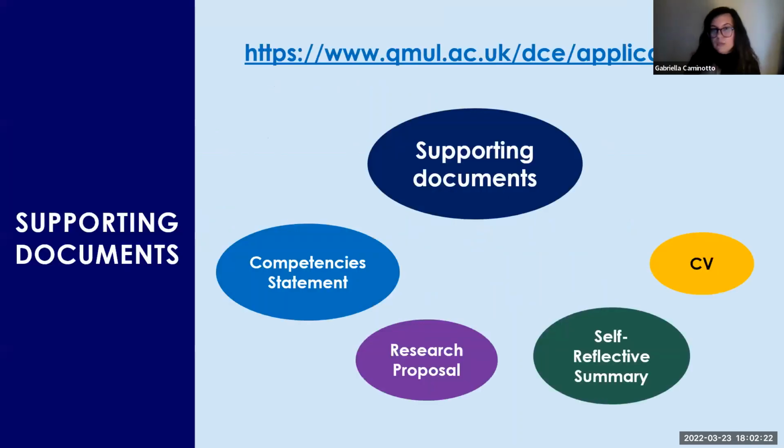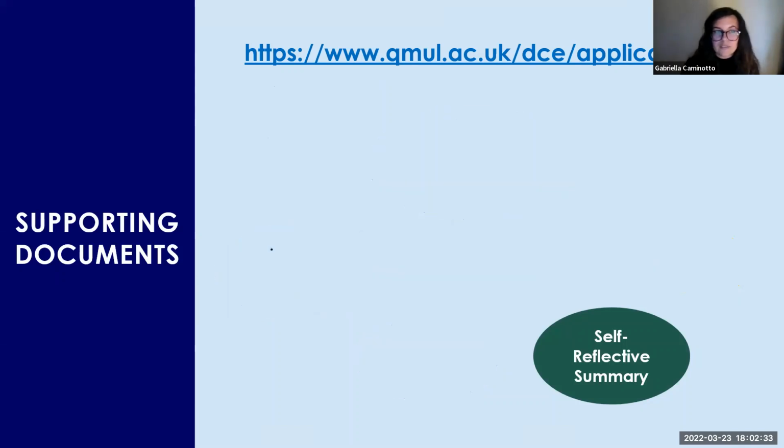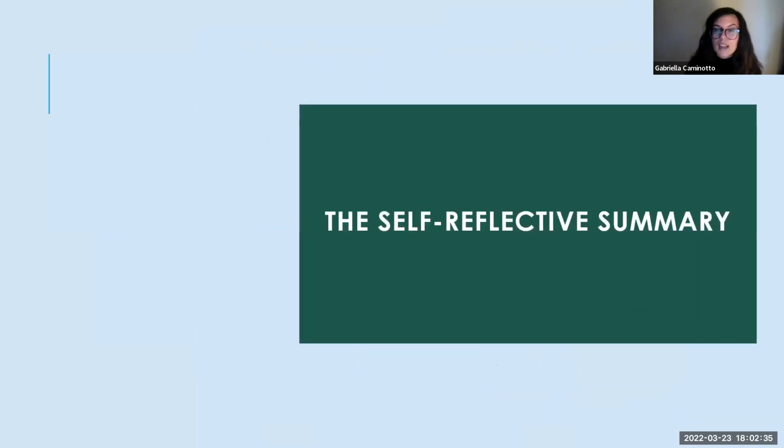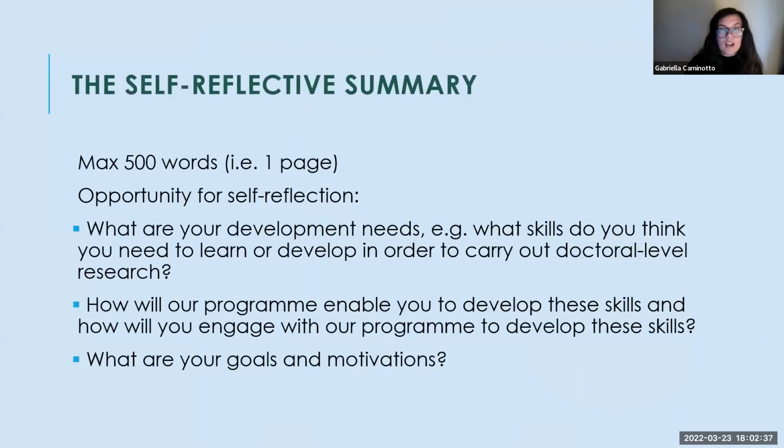Right, so we've concluded, I suppose, the research proposal part, just a recap of the supporting documents needed. And now I will focus on the self-reflective summary and the CV, starting with the self-reflective summary. So this is quite a brief statement. We introduced it earlier on. It's maximum 500 words, which really works out as 1 page of A4.